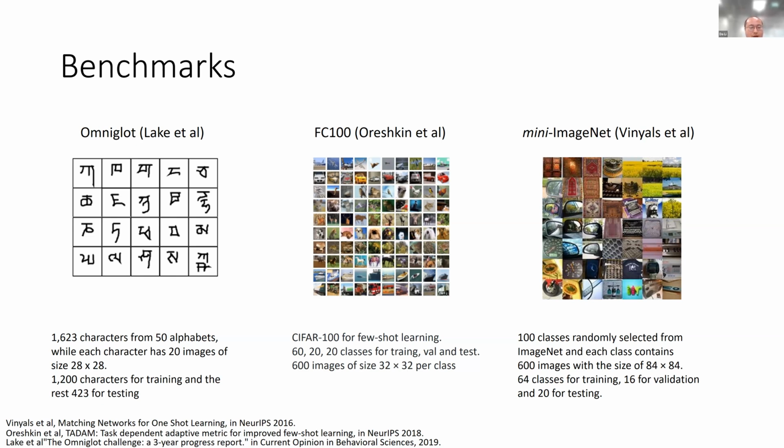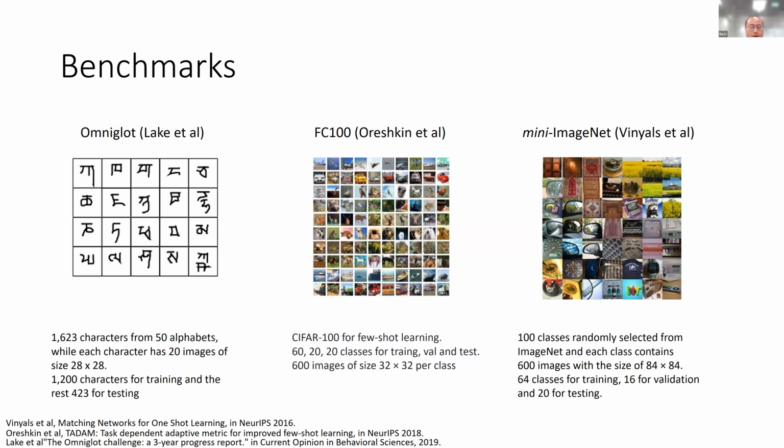They have images for different characters. Basically there are 1,600 characters from 50 alphabets, and each character has 20 images with size 28 by 28. People normally use 1,200 characters for training and the rest for testing. So this is actually quite a small scale dataset, so it's good for us to play with in the very beginning.